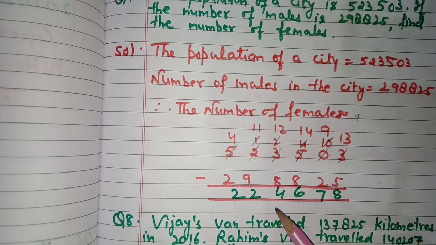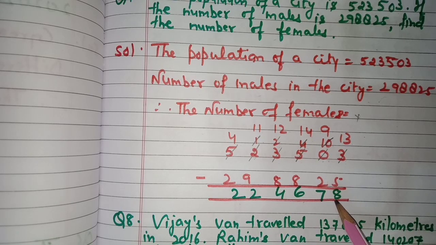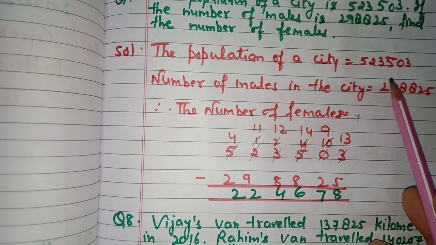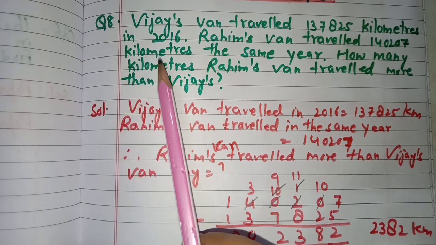And the number of females in the village is 2,24,678, and you can check the answer by adding the number of males and females. It will be equal to the population of the city. Now next is question number 8.